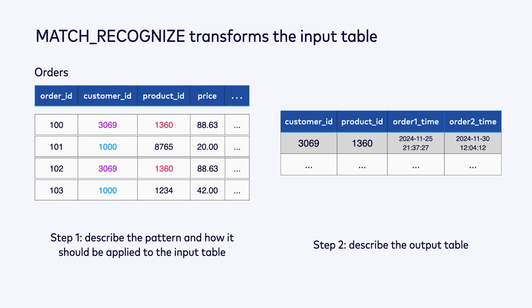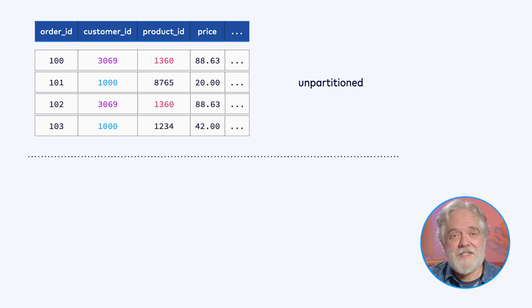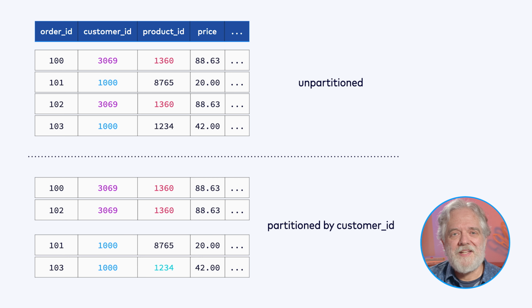In this case, I want output that shows which customer placed two orders for the same product, what the product is, and when those orders were placed. The first step in describing the pattern is to determine if and how the input should be partitioned. Partitioning the input is the same as grouping the table rows by one or more of their fields. For example, we could partition the orders table by the customer ID. Since this table currently has orders for two customers, this partitioning will yield two partitions, each having two orders.